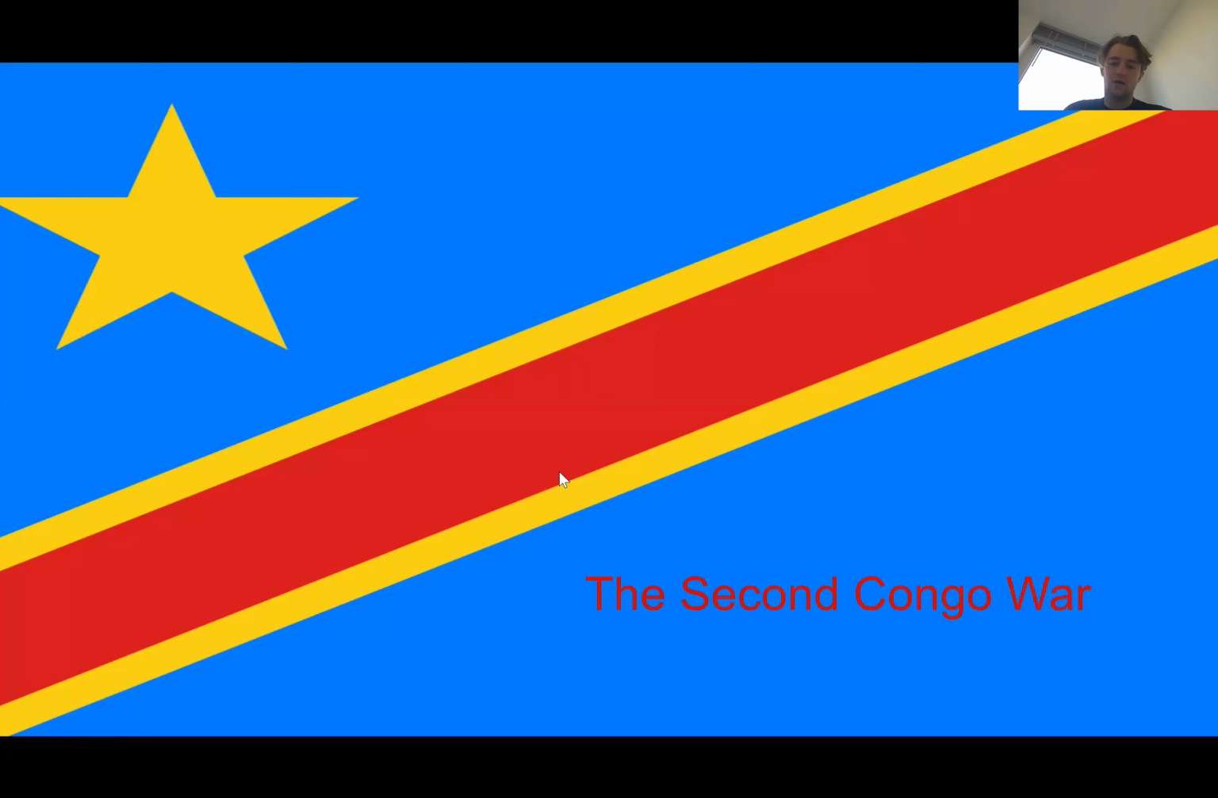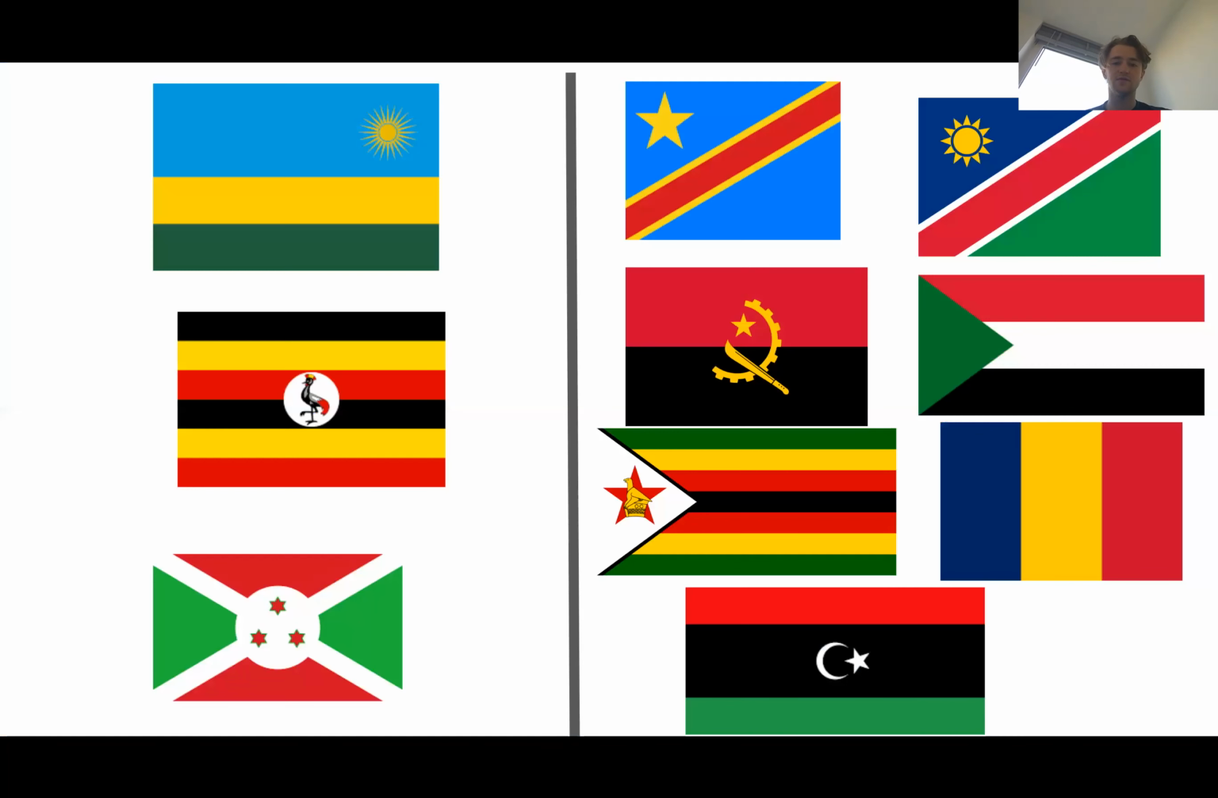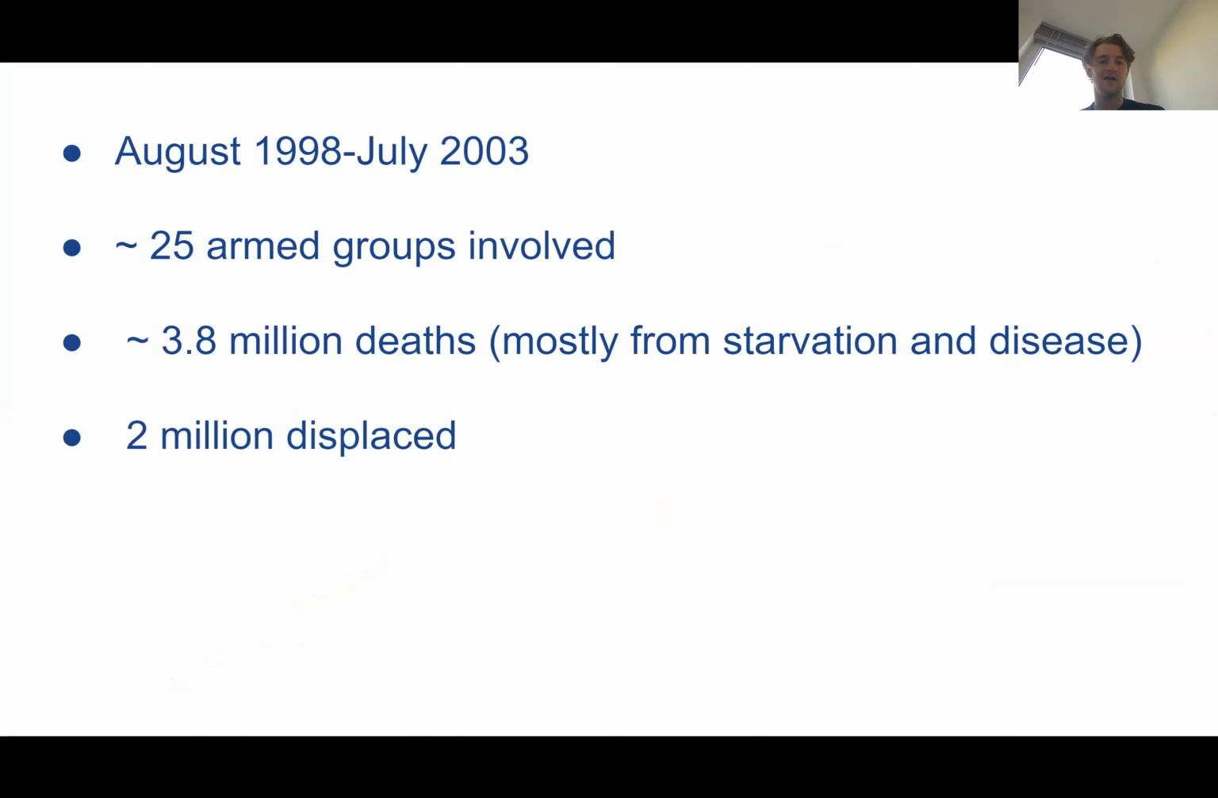Okay, so looking at our case study, we chose the Second Congo War. This war was fought between Uganda, Rwanda, Burundi, and the Congolese rebels on the one side, on the left. There's no flag for the Congolese rebels. And then the DRC, Angola, Chad, Libya, Zimbabwe, and Sudan on the other. I think that's all of them.